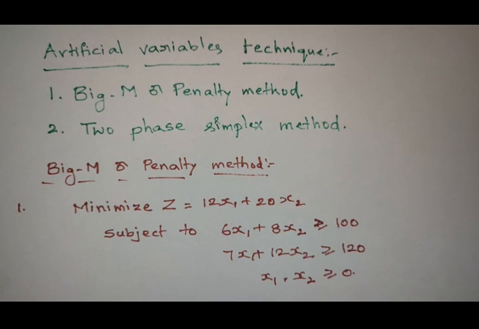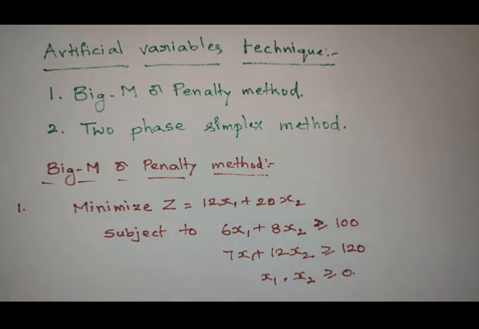So if the constraints are of greater than or equals to or equals to type, then the simplex method will not give the exact solutions. So for that purpose we are going to use the artificial variables technique. It is nothing but the extension of simplex method. Here we are going to use the artificial variables technique for solving the problems with constraints of greater than or equals to or equals to type.